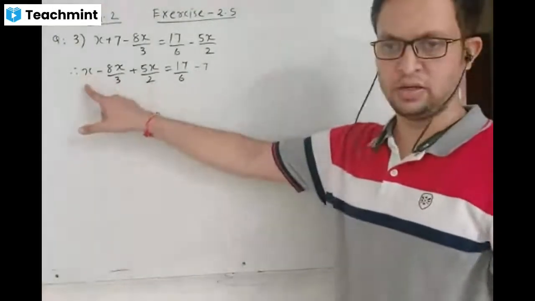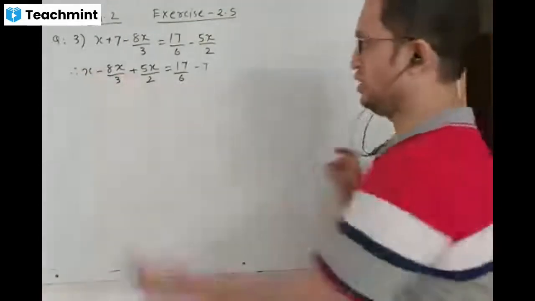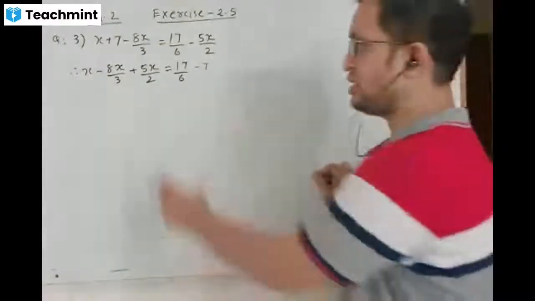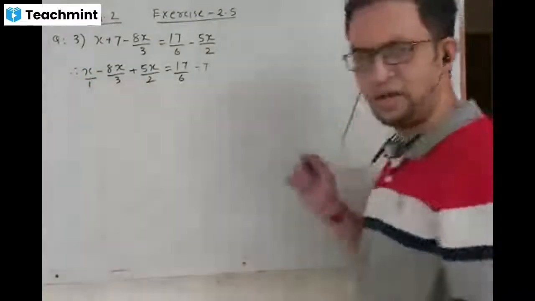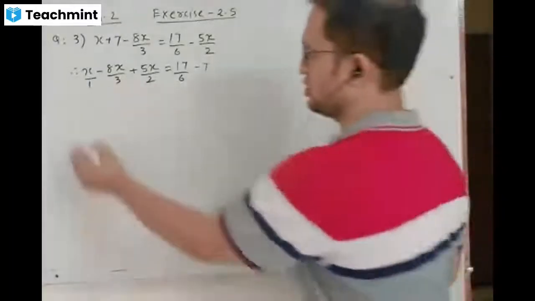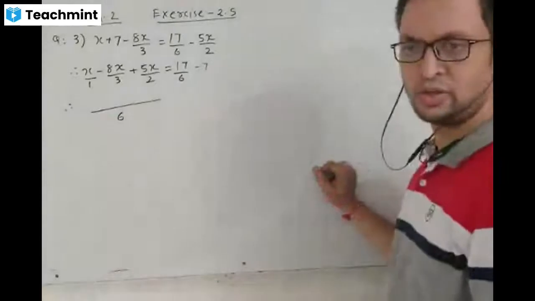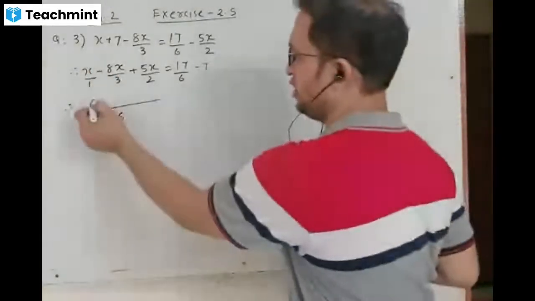The denominator of x is 1. What is the denominator of x? It is 1, not written, but understand it as 1. And what is the LCM of 3 and 2? That is 6. The LCM of 2, 3 and the denominator 1 is 6. So what is the LCM of these numbers? That is 6. Since it is 1, we must multiply by 6.